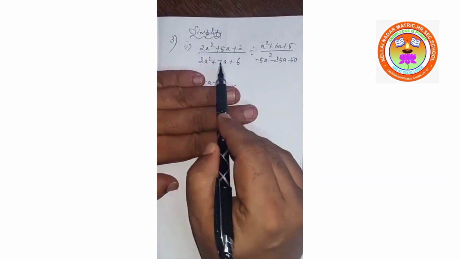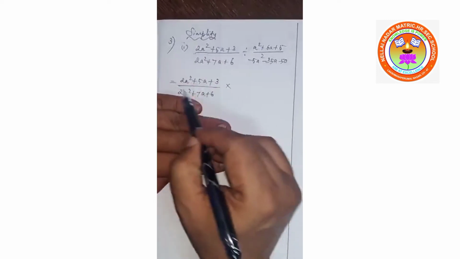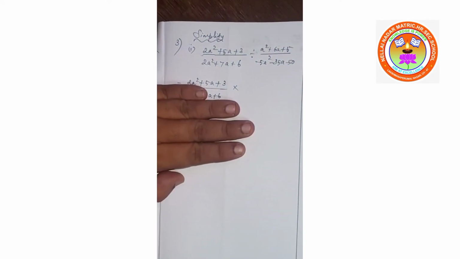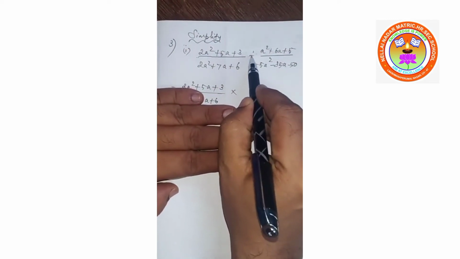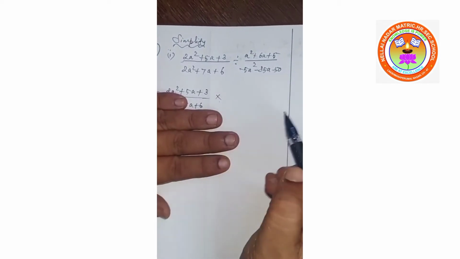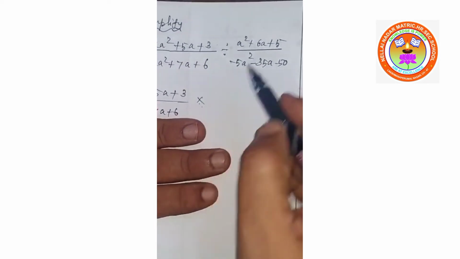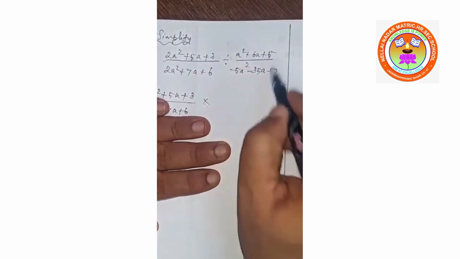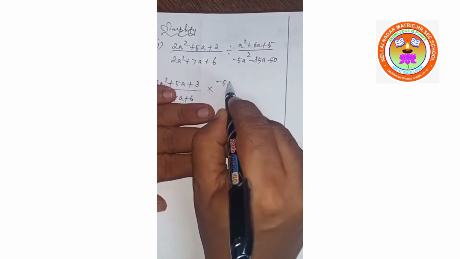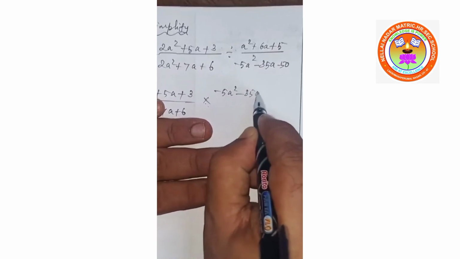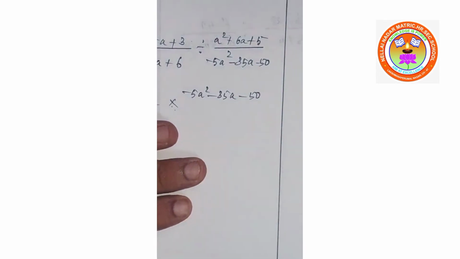This is a question. Write the first expression as it is. Then change division into multiplication. Whenever you are given division, change it to multiplication. After that you have to write the reciprocal of this expression. That is minus 5a squared minus 35a minus 15.